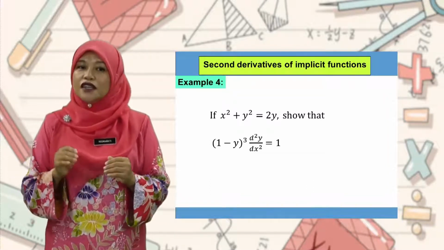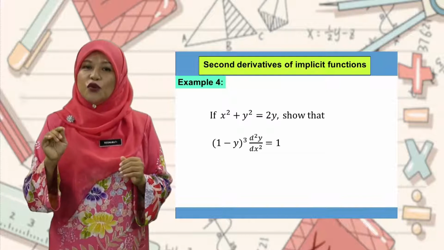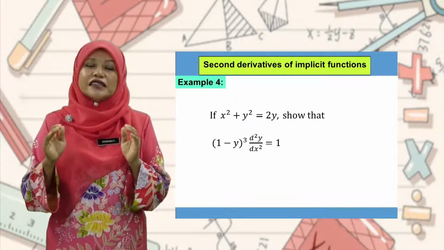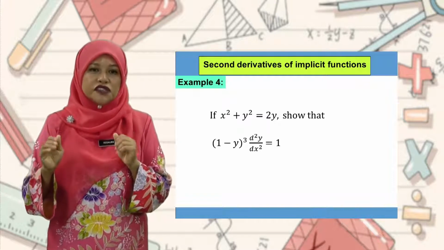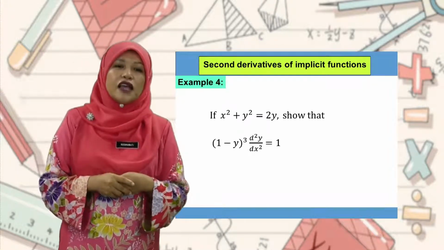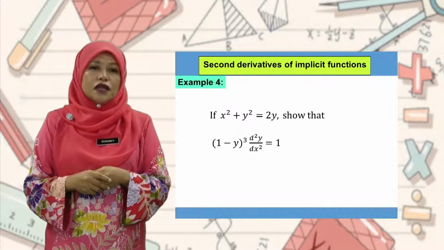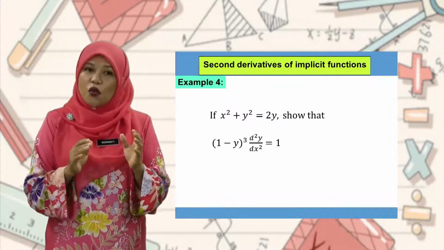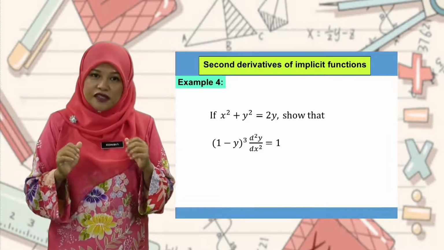Here you can see that d2y over dx squared is the second order of differentiation. In this example, we also need to do implicit differentiation because y is not easy to be written as the subject.